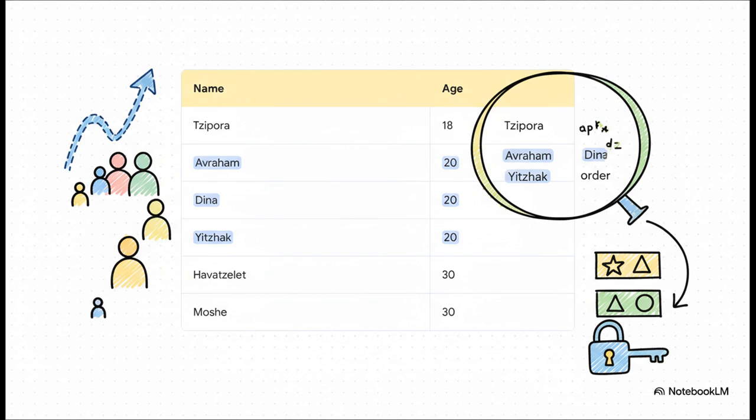An unstable sort might have given you Yitzhak, then Avram, then Dina, who knows? But stability respects that original order. And this one idea is the key that unlocks our final, most amazing algorithm.